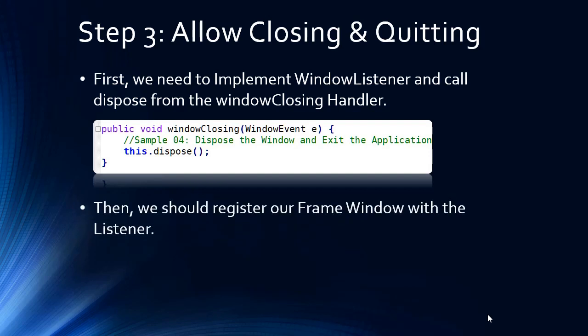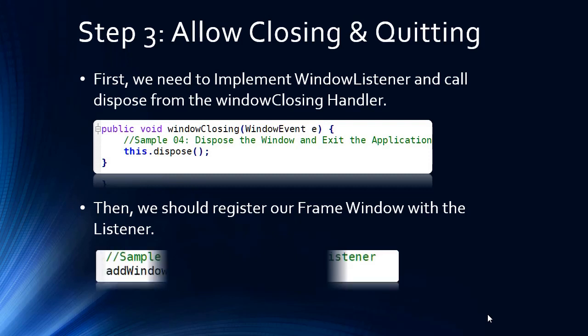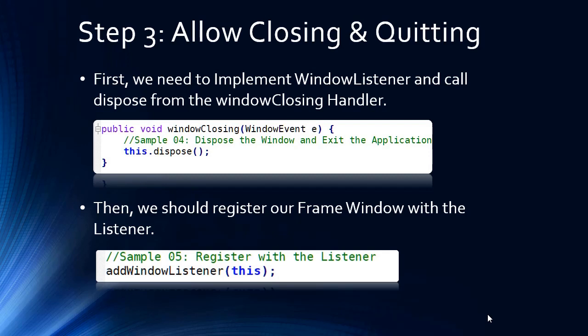Alright, so first we handle the window closing, then we should register our frame window with this listener. In the above code snippet, what you are seeing is a window closing event. Then the frame window should register for this listener. So we are saying add window listener, then we are passing this. That means the class itself implements the listener. So the frame window is the class, and the same class implements the listener also. That's why we are passing this reference.